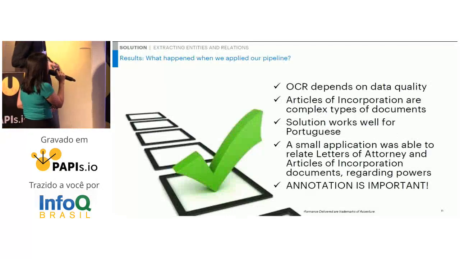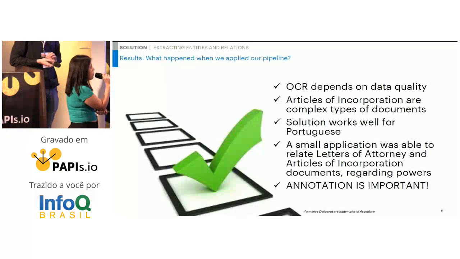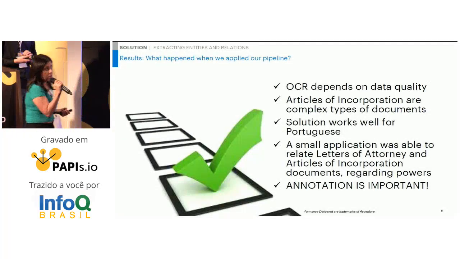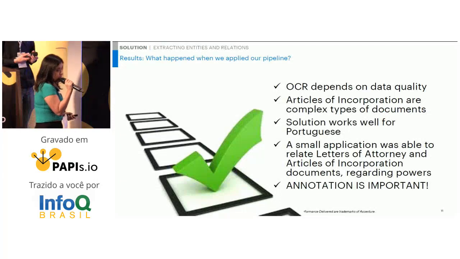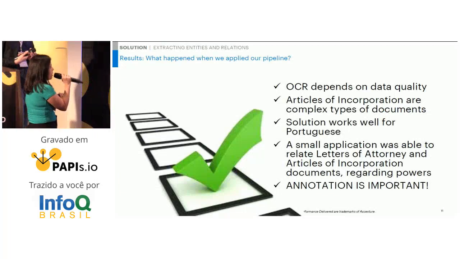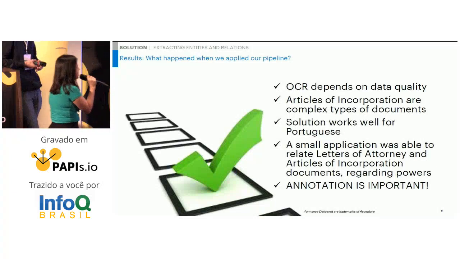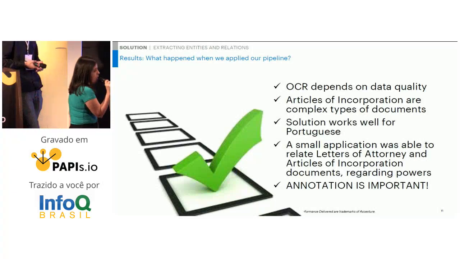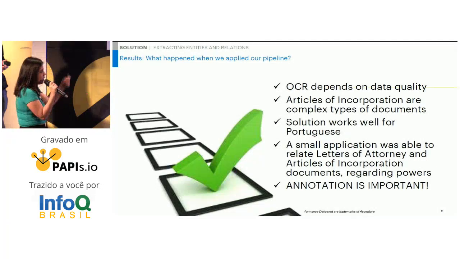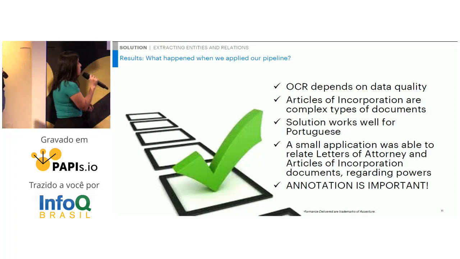Okay, so what happened when we did that? We found out that OCR depends on data quality, because some images that we had were not very good. They were blurred, and we know that OCR is not perfect. We had some problems, like the OCR sometimes confusing Portuguese names with Russian names. It was kind of weird, but it happened because of the quality.